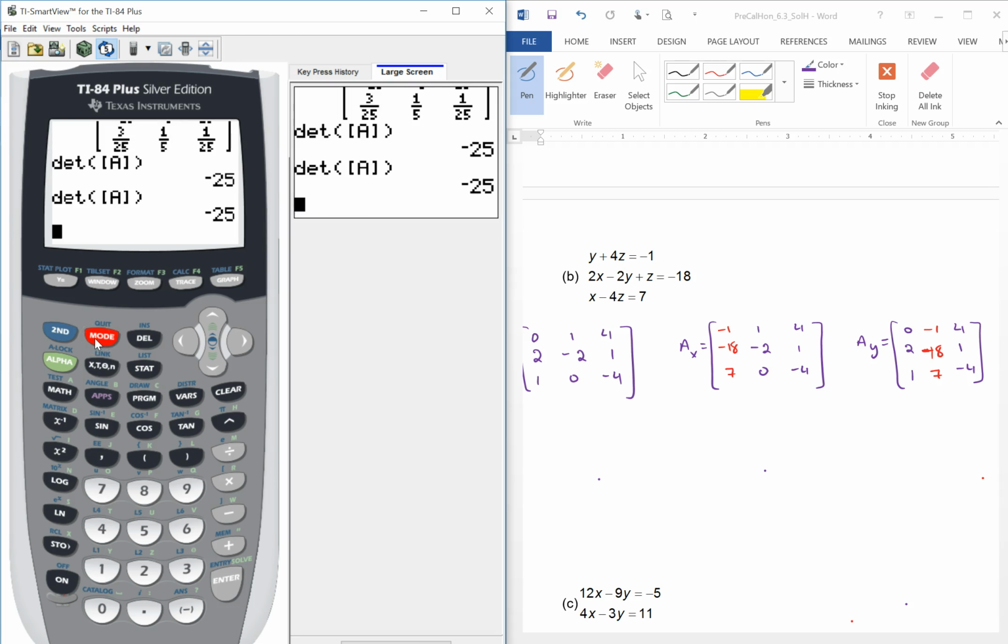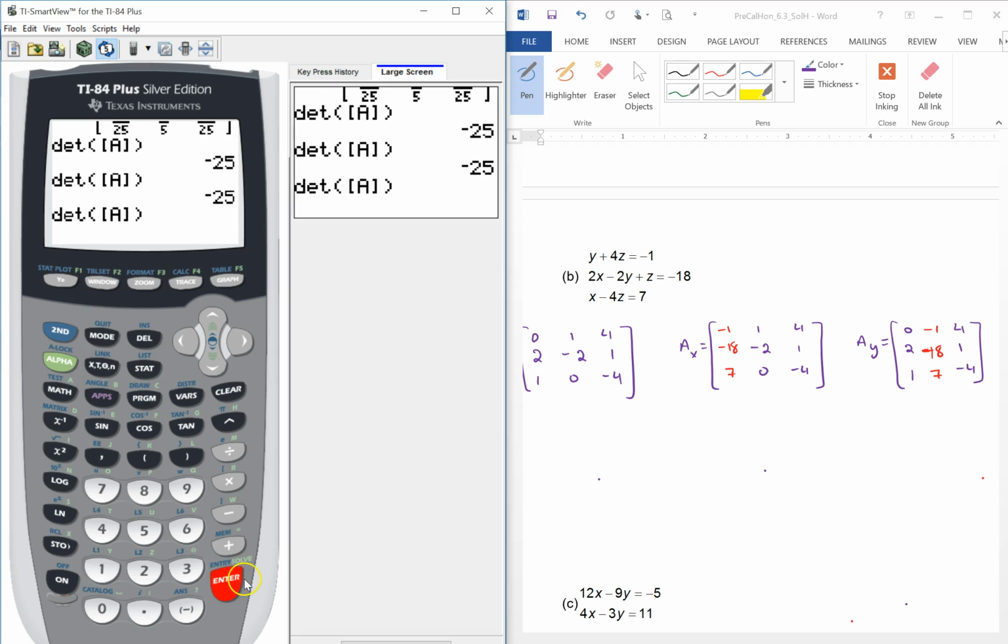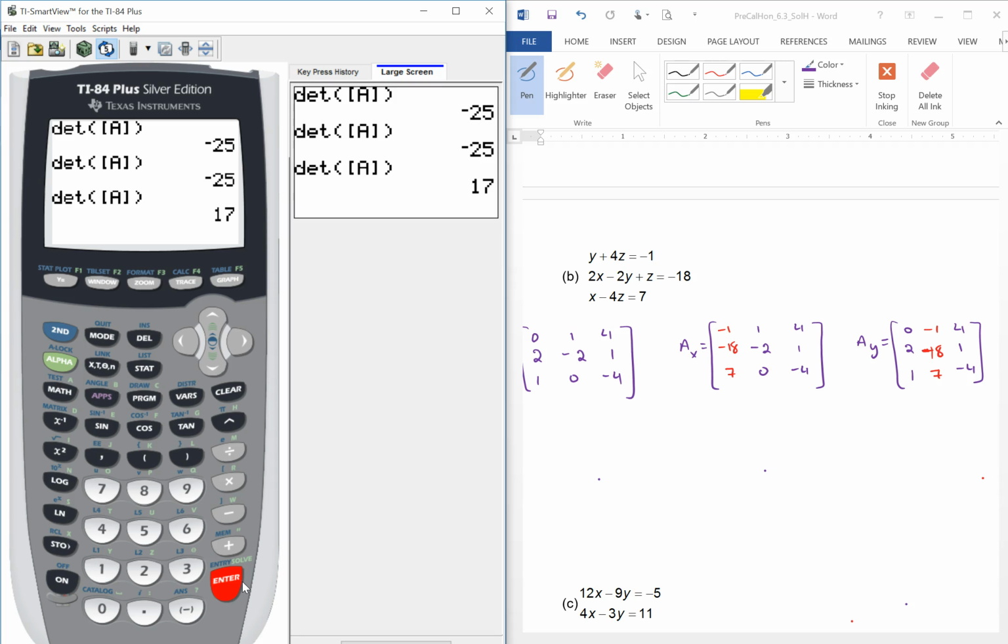Okay, look. Here we already found determinant of A, right? It already says determinant of A. If you just press enter, it finds determinant of A, but of the new matrix. Quick. You don't have to re-enter. So that one is 17.